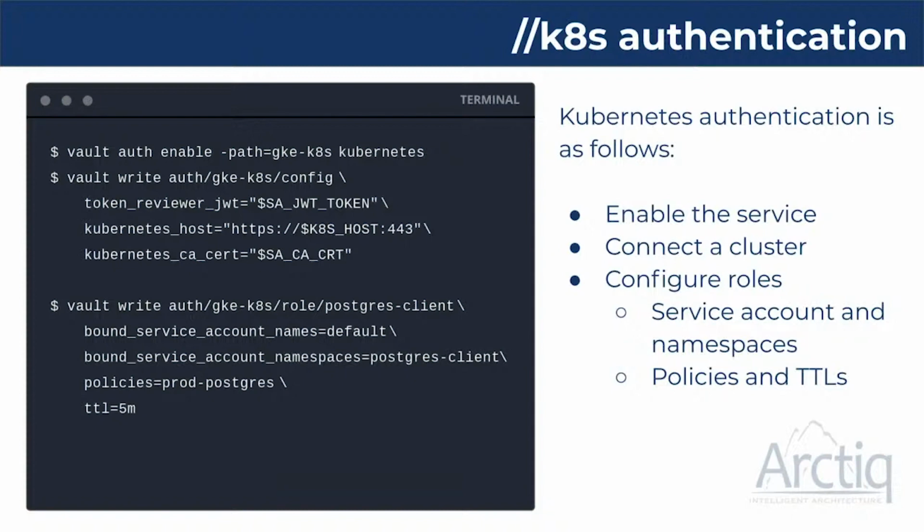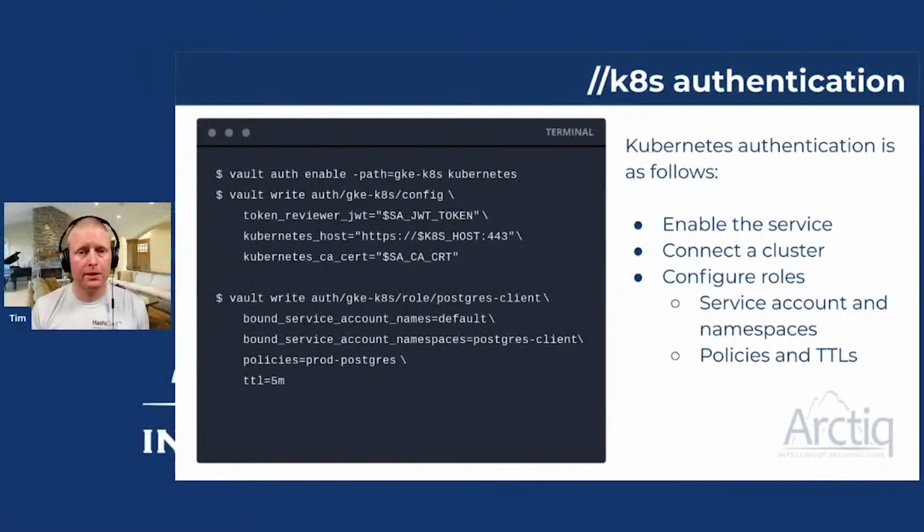Then we write out a role. And this role is that namespace and service account definition combination. And what we're saying here is our service account default in the namespace called postgres-client is attached to a policy that we called prod-postgres. And then we set a TTL.